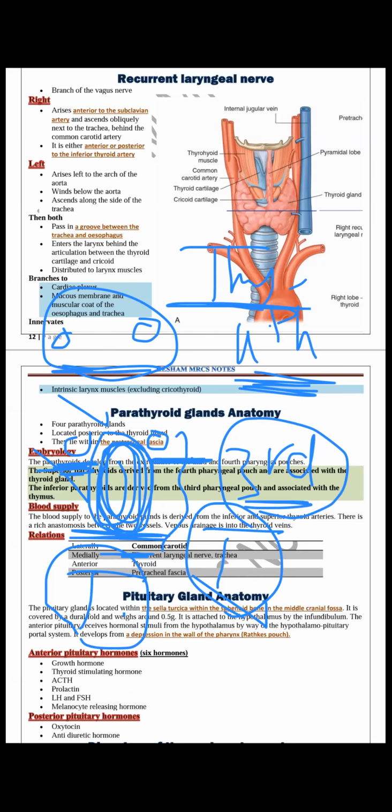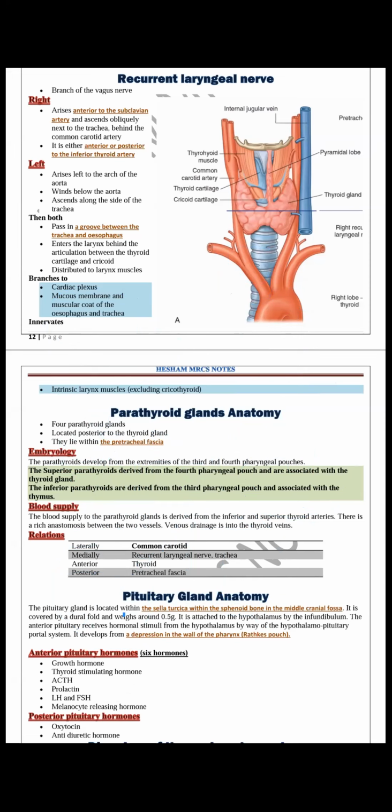Superior parathyroids are related to thyroid and arise from the 4th pharyngeal pouch, while the inferior parathyroids related to thymus arise from the 3rd pharyngeal pouch. Inferior parathyroids, if not present in their space, may be found in the superior mediastinum related to the thymus. Blood supply of the parathyroid glands is from the superior and inferior thyroid arteries. Then let's go for the pituitary gland.